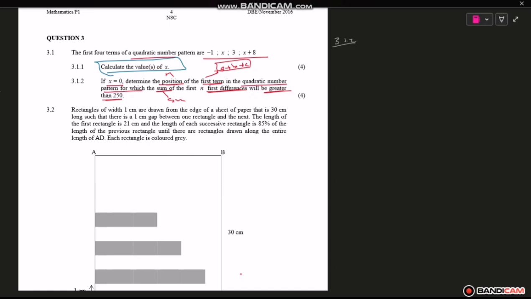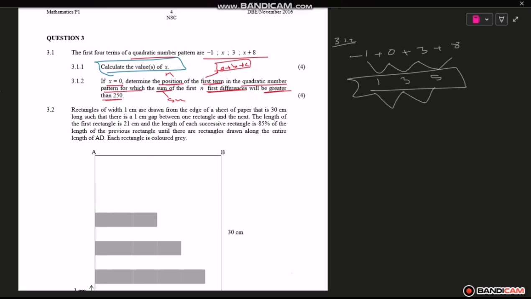So that you can actually combine everything that you know and everything that you understand, only if whatever you're understanding is the correct thing. So this is the quadratic pattern we are having. So it will be negative 1, 0, then you find the difference. So it is 1, and 3 minus 0, it's 3, 8 minus 3, it's 5. Therefore, we're going to use this first difference to find its general term. I hope that makes sense.